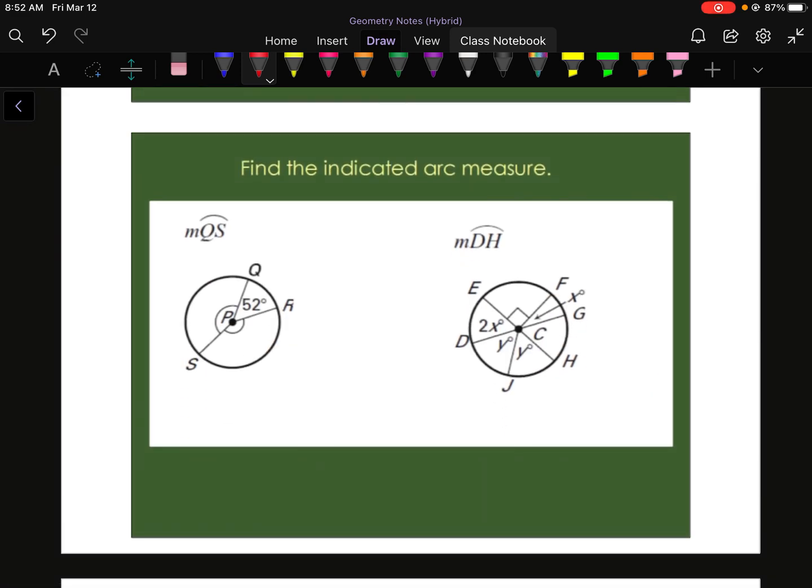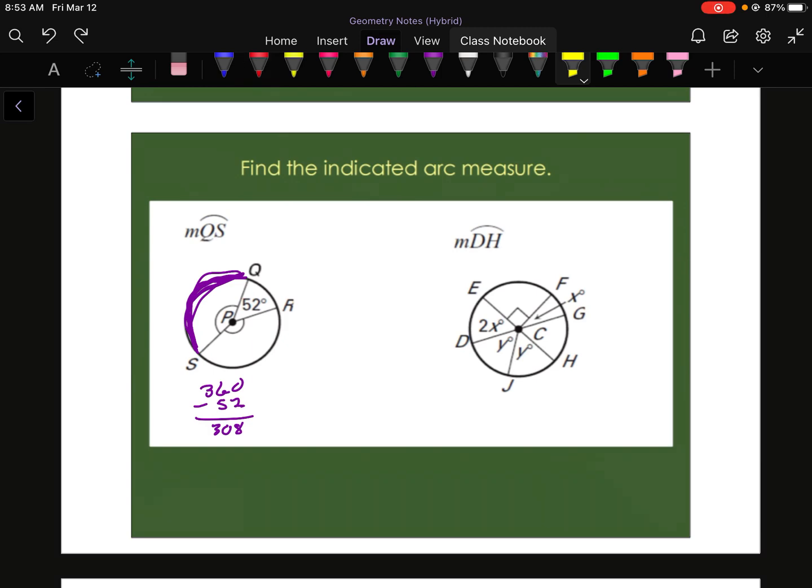So find the indicated arc measure. So we actually want to find arc QS. Again, 2 letters tells me it should be less than 180 degrees. We know that there are 360 degrees in a circle. We're given 52 already. So 360 minus 52 would be 308. So we have 308 degrees to use the rest of the way around. So from Q, if I go all the way around to R, 360 degrees, or 308 degrees left.